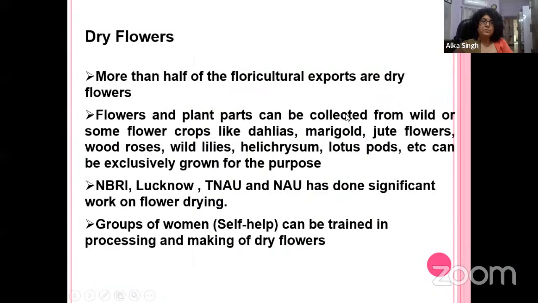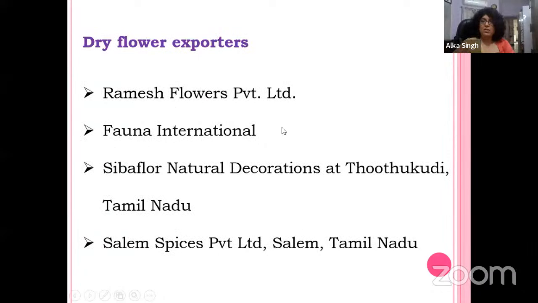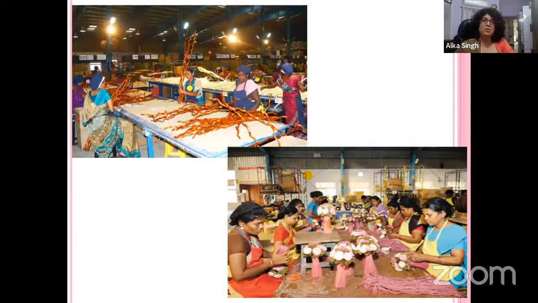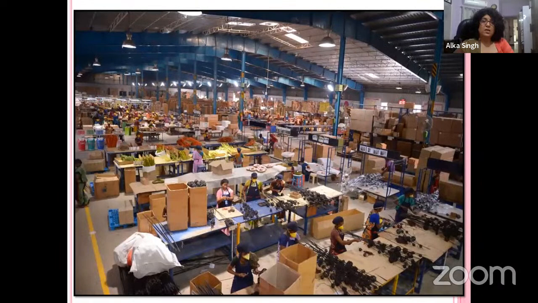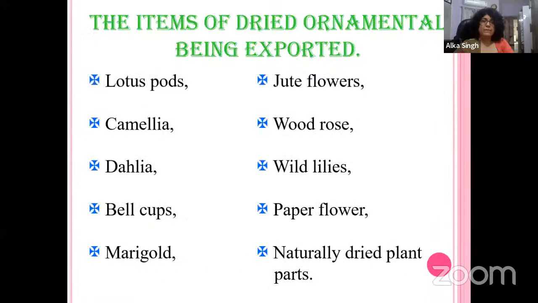I need not go into dry flowers. I think there have already been very good talks on dry flowers in your schedule, but this floral craft is also included in my topics. I'm just showing some photographs of some factories. This is from Ramesh Flowers, Tamil Nadu. Beautiful work they are doing in making floral craft. And you can use so many things in dry flowers. I'm not going into much detail on this.